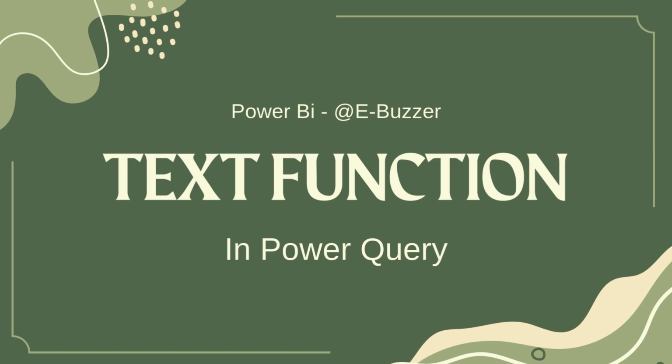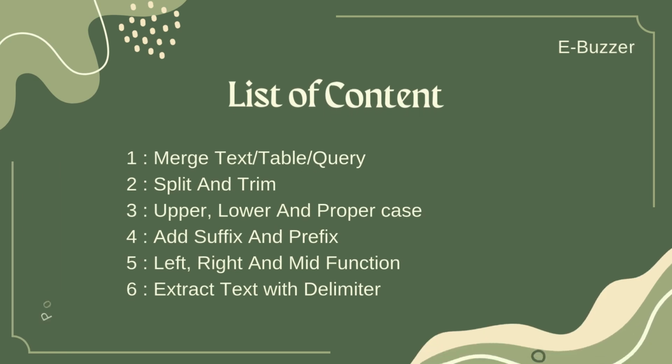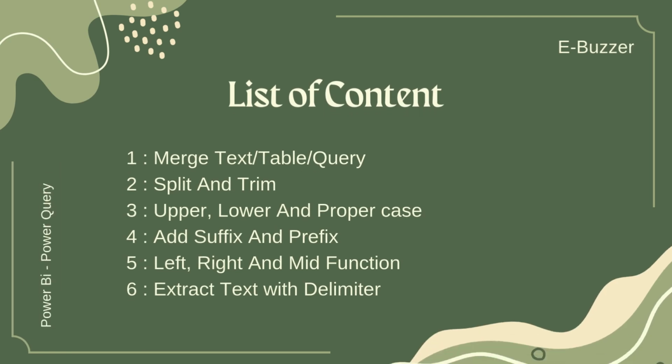And what are those functions? We will see now. We will see how to merge two different columns without using any code, any function, without using your keyboard, just using button clicks. Then we will see how to split the column and also remove unwanted space using trim. We have basic functions like upper, lower, and proper case. How to add a prefix and suffix. It's very easy. Now, all the functions mentioned here will use button clicks, no keyboard.